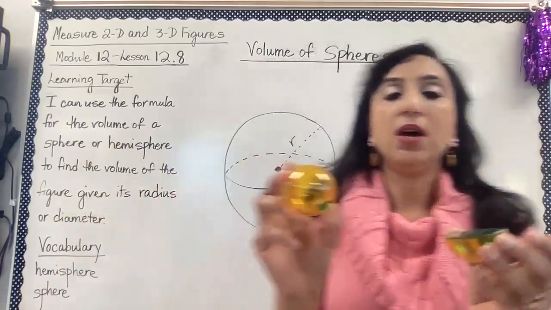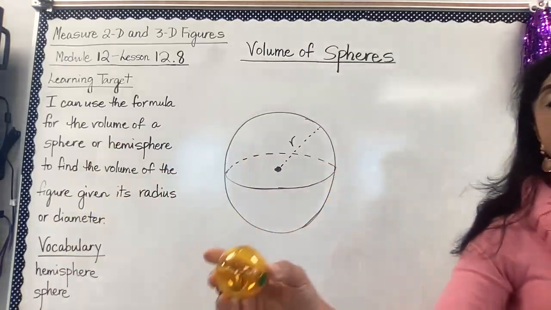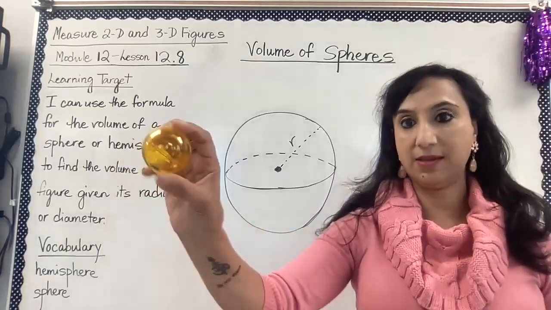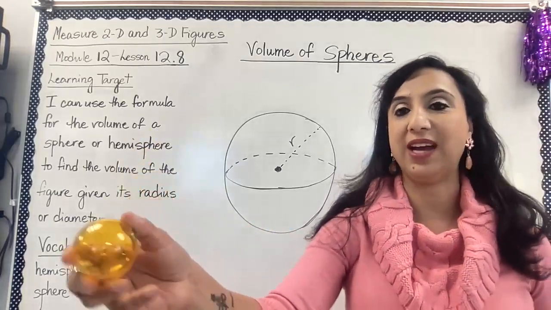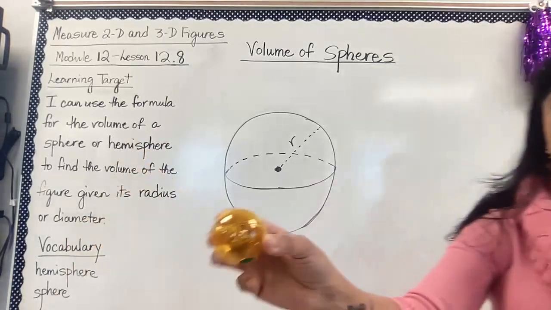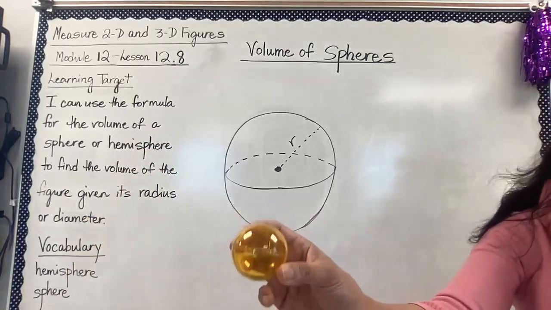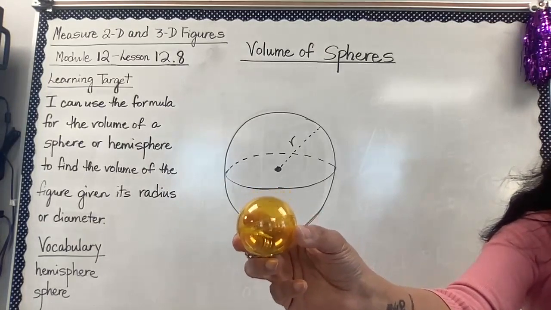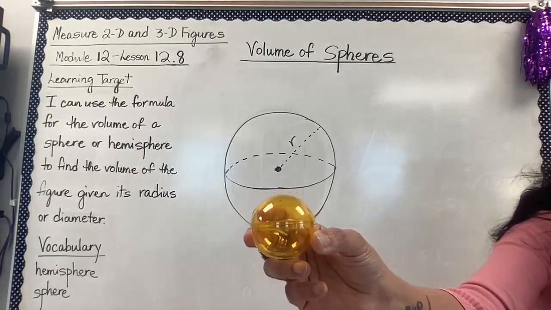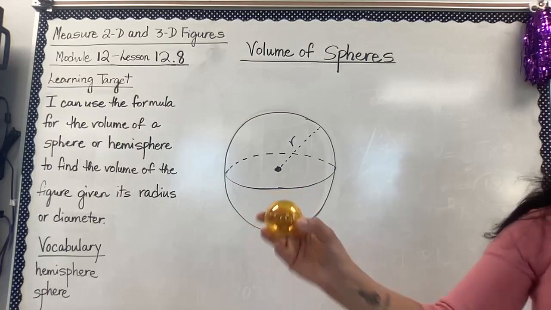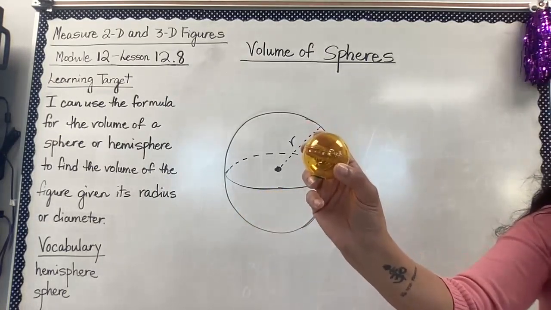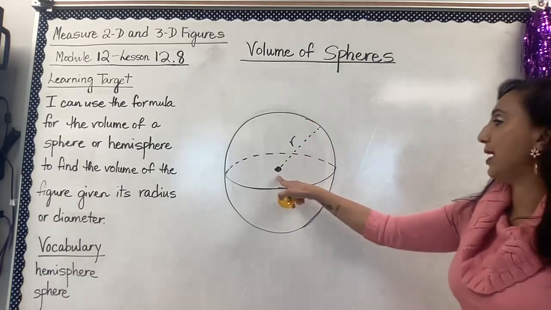Now let's quickly talk about what this is. I've drawn one on the board. Obviously, it's not going to be as circular as this is with freehand, but that's what I've drawn. And what is this? A sphere is a set of all points in space that are a given distance, known as the radius, from a given point known as the center.